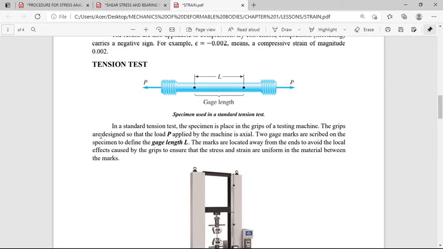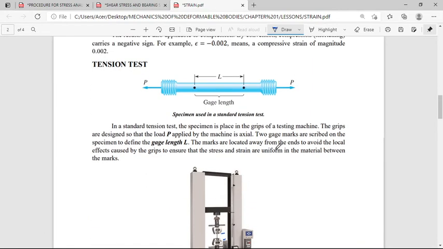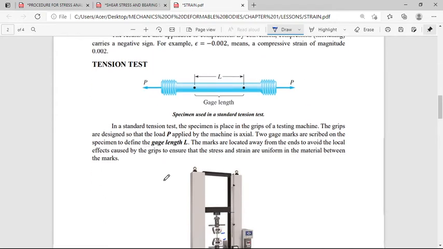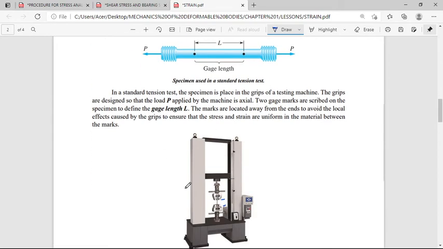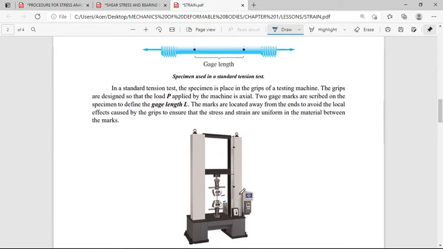So, the grips are designed. Yung mga hawakan daw na yan, ayan, ito. Ito yung mga hawakan na yun. Ayan yung grips. Diyan mo daw isasangat yung specimen. So, dinisenyo daw yan so that the load P applied by the machine is axial. So, obviously, the tension test is the testing of materials when applied by axial loads.